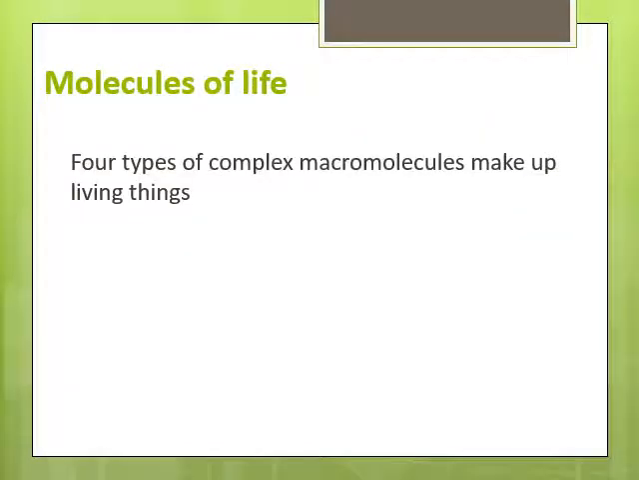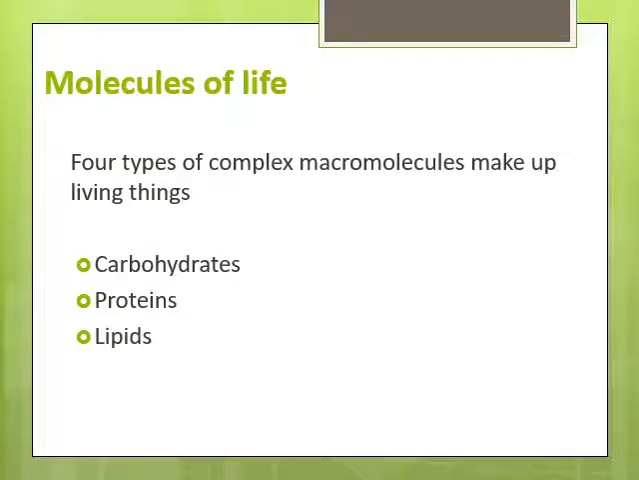So we've got 4 types of complex macromolecules that make up living things. The first is carbohydrates. Again, this is something you're going to want to know, our 4 main macromolecules that make up life. Carbohydrates, proteins, lipids, or fats. You can also refer to these as fats. I mean, if you see this on a quiz or test, you're going to want to call it lipids, but they're also known as fats, and nucleic acids.